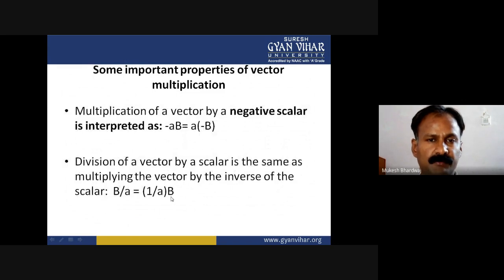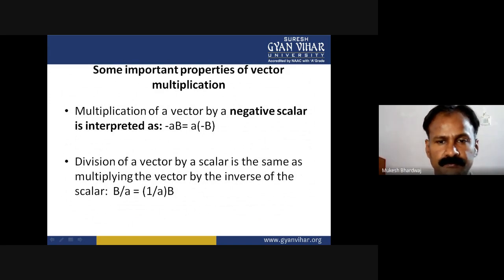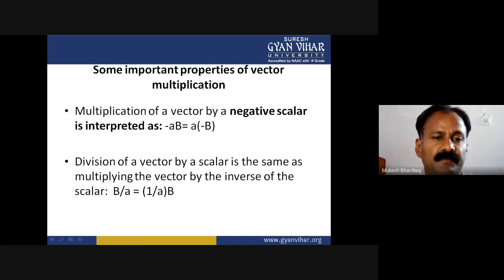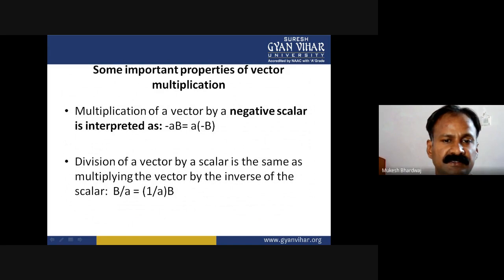Some important properties of vector multiplication. Multiplication of a vector by a negative scalar is interpreted as (minus A)B equals A(minus B). Division of a vector by a scalar is the same as multiplying the vector by the inverse of the scalar: B by A equals 1 by A times B.